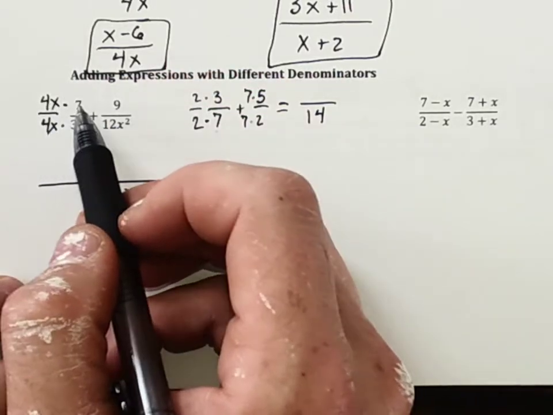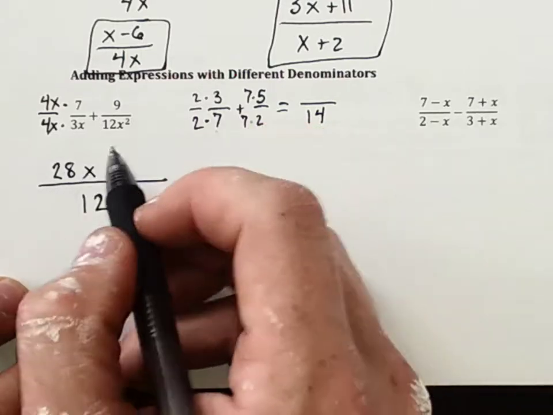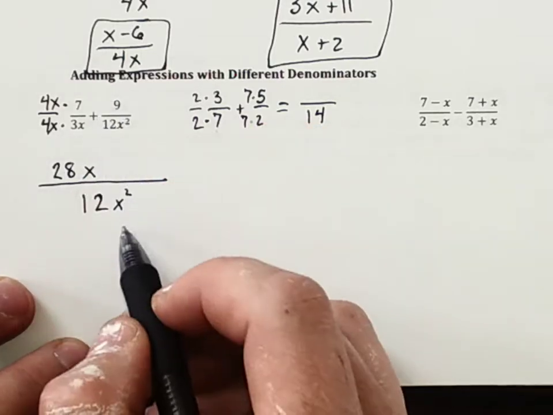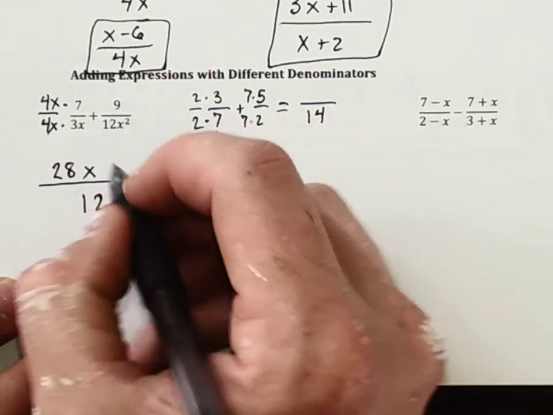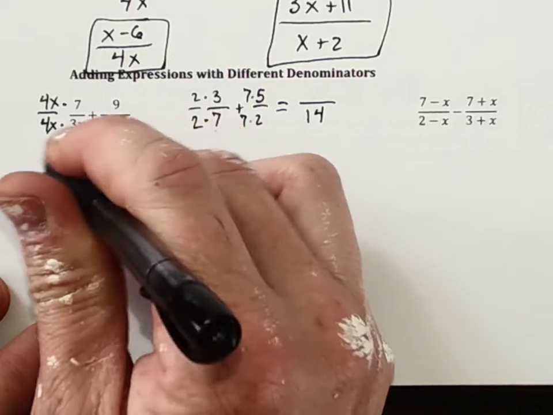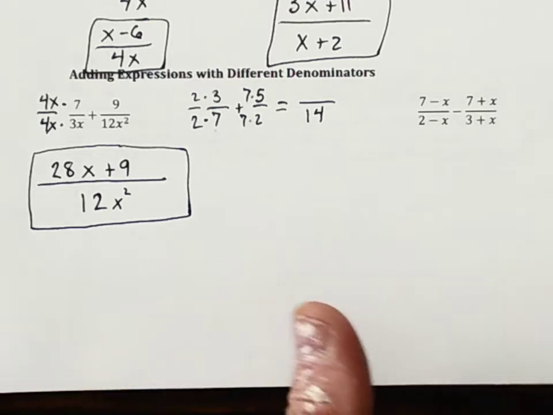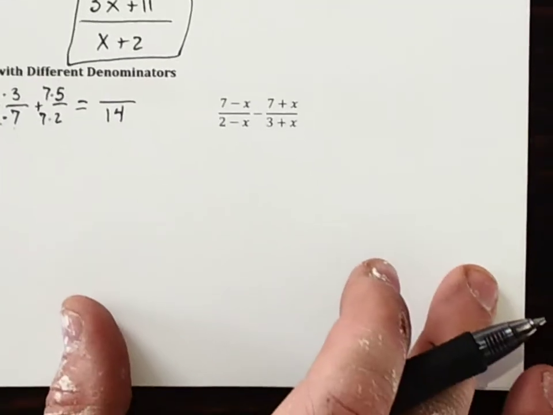So 4x times 7 is 28x. What do I have to do to this one to make it a denominator of 12x squared? It already is, so nothing. You add 9, and then you're done. That's it, because 28x doesn't add with 9. So you're done. That's your answer. So let's look at the next one.